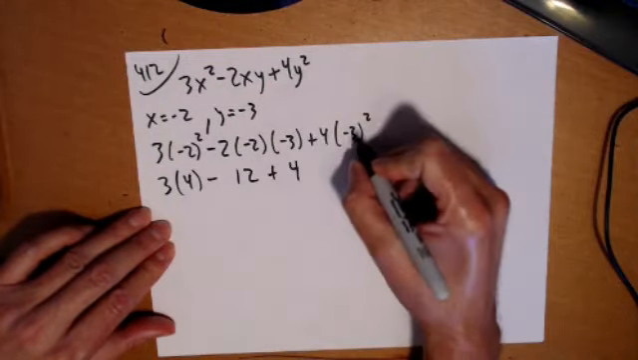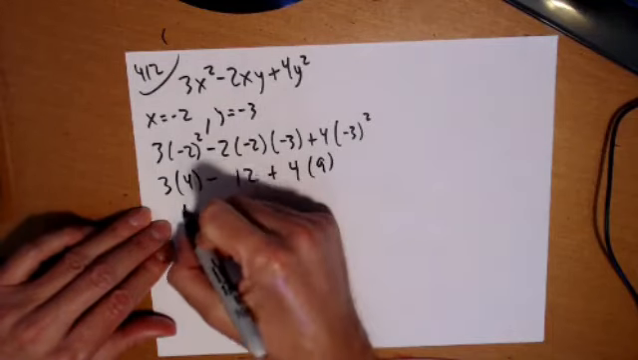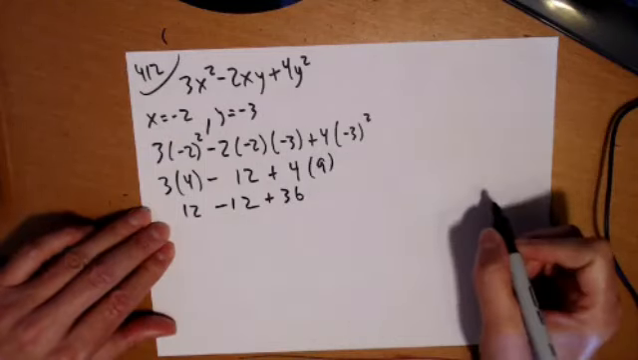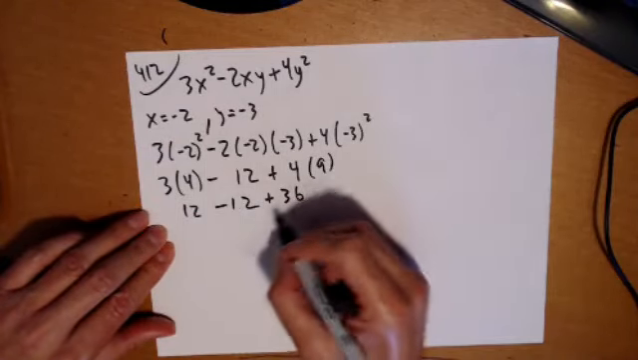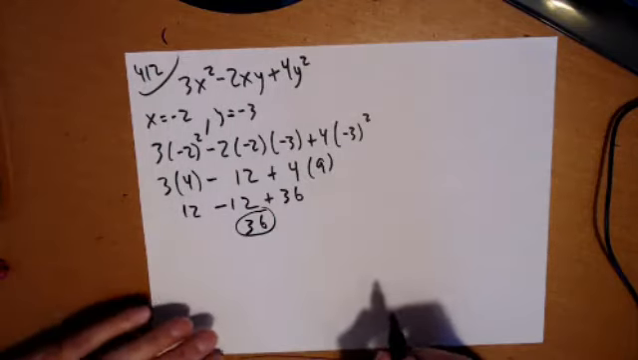Plus 4. A negative squared is positive. Okay, 3 times 4 is 12, minus 12, plus 36. Go from left to right. 12 minus 12 is 0, plus 36. Boom, 36.